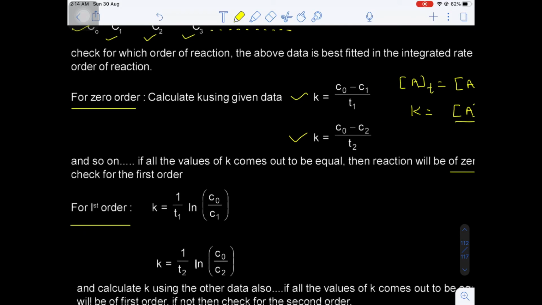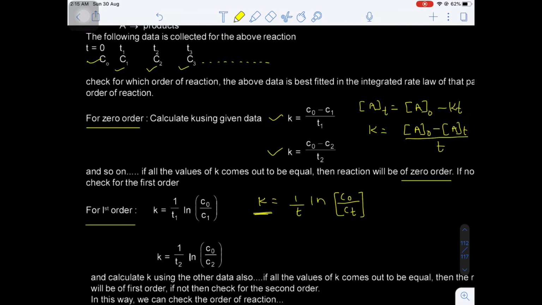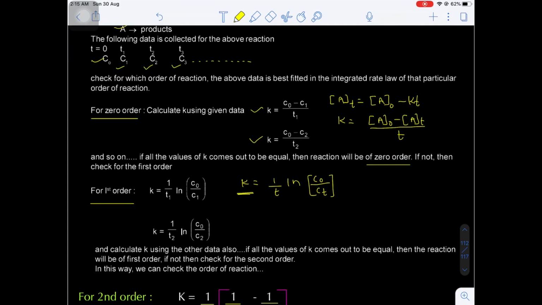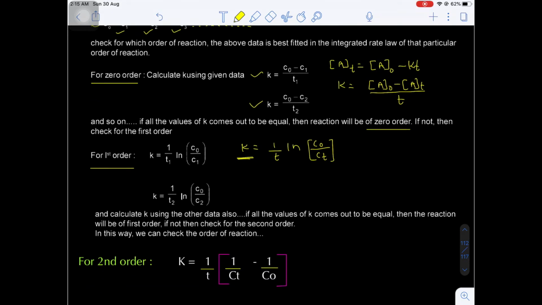first order kinetics. What is the first order rate constant expression? k is equal to 1 by t ln A0 by A0 minus x. A0 is nothing but the initial concentration C0, and A0 minus x is nothing but the concentration of the reactant at time T, that is Ct. If you substitute the given information and calculate the k value, and you get the same k value at least 2 times, then the reaction follows first order kinetics. Otherwise, if the k value is not the same, then go for the next order, the second order kinetics. This is called the hit and trial method.